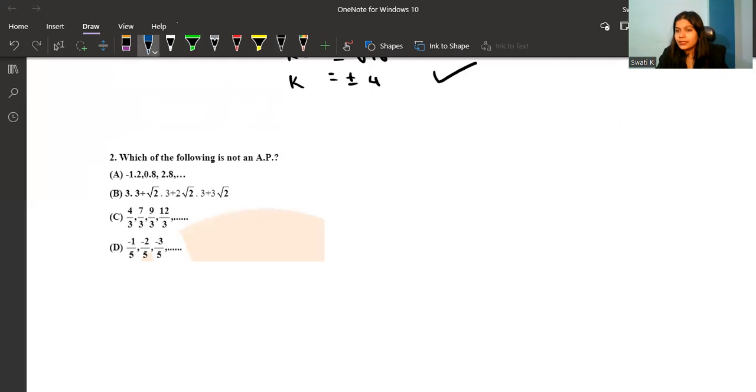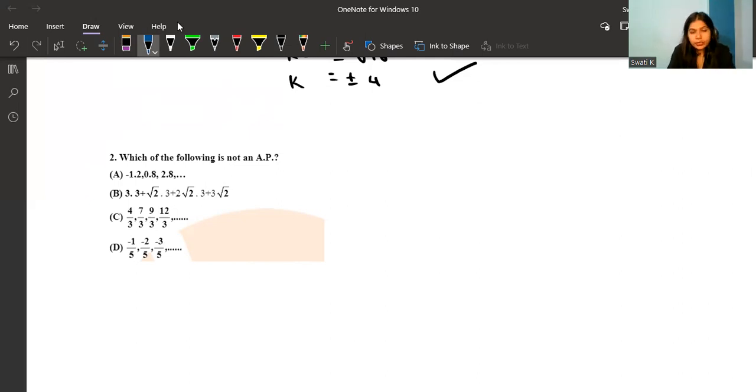First of all, AP is arithmetic progression. What is the meaning of AP? A sequence is said to be in AP if its common difference is the same. Now, how to find the common difference? Second term minus first term, third term minus second term, fourth term minus third term, like this.